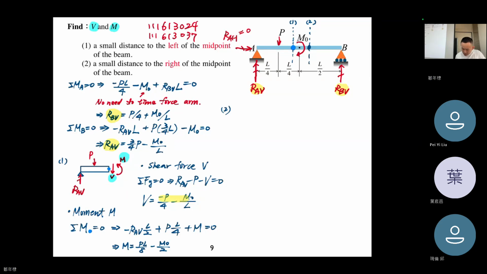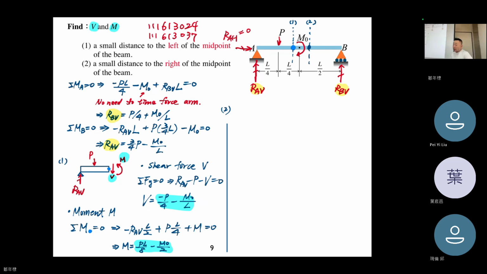Okay? So see, these two values are the answer. All right, sorry, I shouldn't use yellow. I should use blue. Okay, M and V. So we obtain those values.